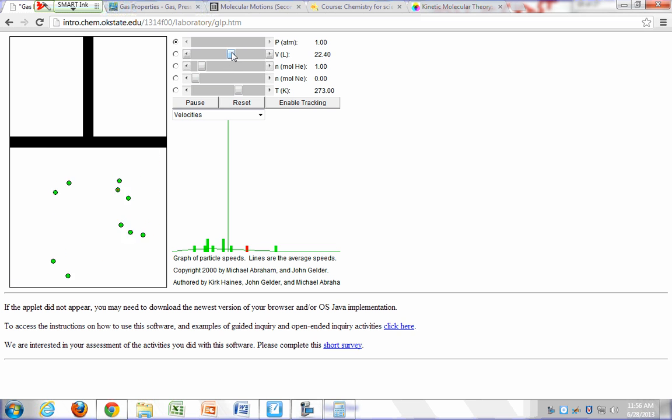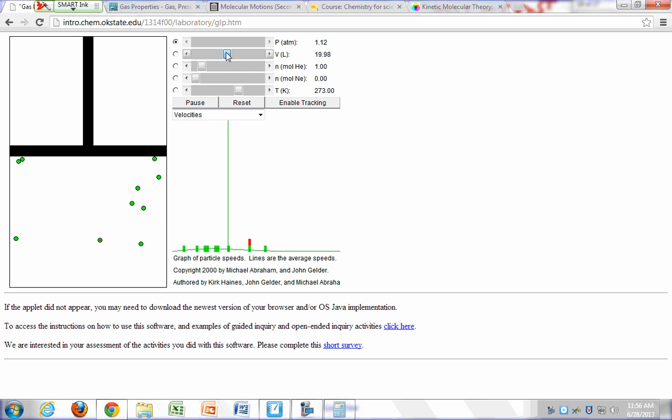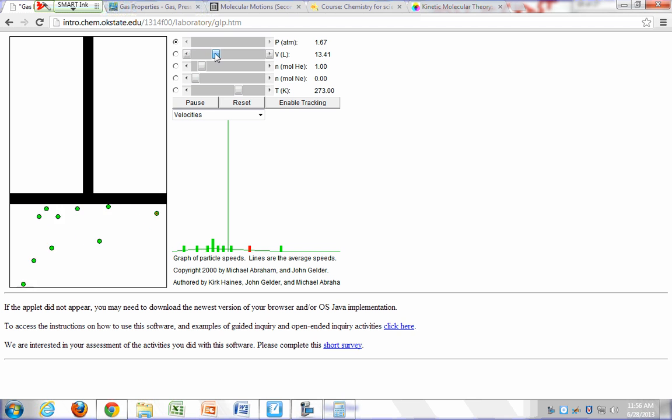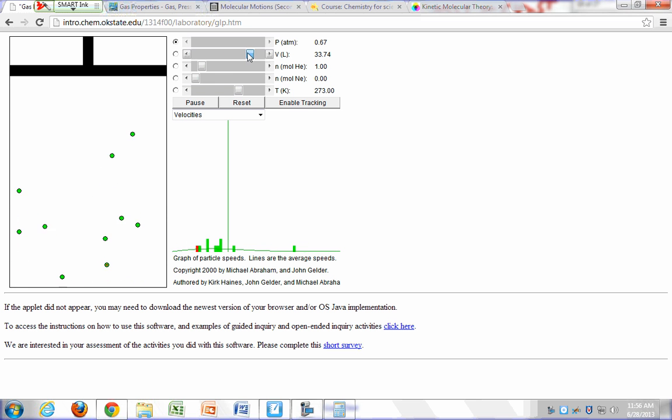What would happen if I were to shrink the volume without changing the temperature? Shrink the volume, the pressure goes up, you have more frequent collisions with the walls. Increase the volume, they have more to travel, less frequent collisions with the wall, and you see the pressure goes down. This is just another animation you can play with.